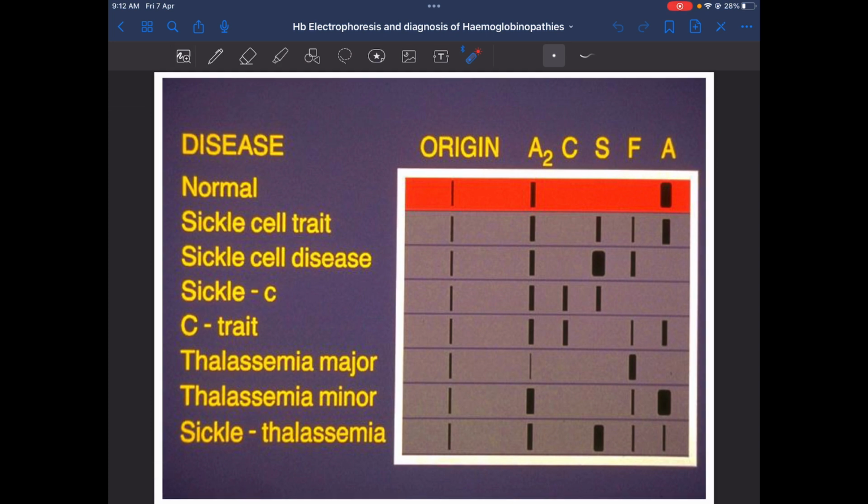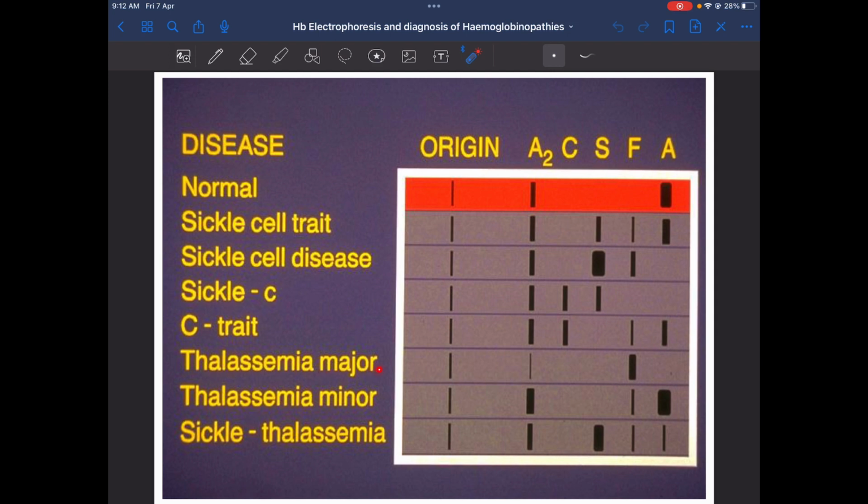So a normal patient would have mostly hemoglobin A, a little bit of hemoglobin A2. If you had sickle cell trait, you would have half A, half S. If you had the disease, most of it would be S, but you might have some F and some A2, just as a compensatory mechanism, your body making more delta chains and gamma chains, but the majority of it should be S. Sickle C is what we looked at earlier, where most of your hemoglobin is C and S. C trait is A and C. Most of it is A and C.